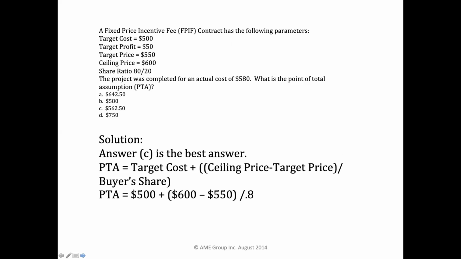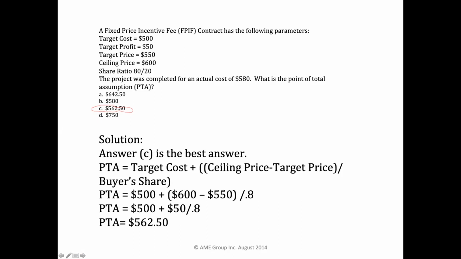Here I filled in the numbers. The PTA equals the target cost of 500, that's from above, plus the ceiling price 600, minus the target price 550, divided by 0.8. When I continue to solve, PTA equals 500 plus 50 divided by 0.8. PTA equals 562. And you can see that gives us answer C. The PTA equals 562. Really, that's all you need.